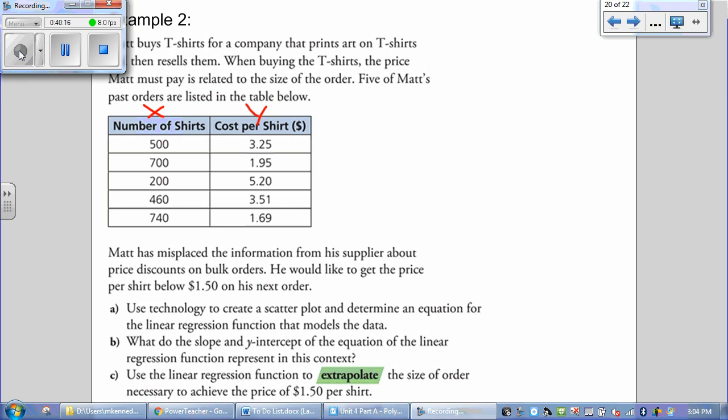Remember, these are points on a graph. So if this is X, this Y has to be next to it. So I'm going to go 500, and then 700, then 200, then 460, and 740. In list 2, I'm going to go 3.25, 1.95, 5.2, 3.51, and 1.6. And now my calculator should have list 1, list 2 filled out for it.